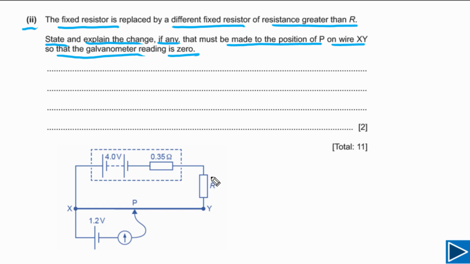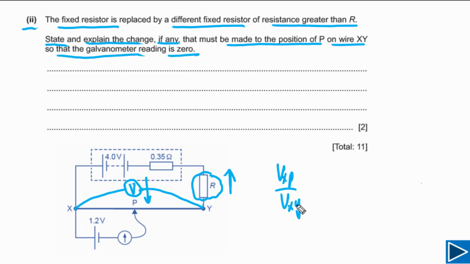First, we need to understand what happens when the resistance of this resistor is increased, and its effect on the potential difference between X and Y, meaning the reading of this voltmeter. If this resistance increases, the potential difference across XY will go down. We also need to understand that the ratio between Vxp and Vxy is equal to Lxp by Lxy.